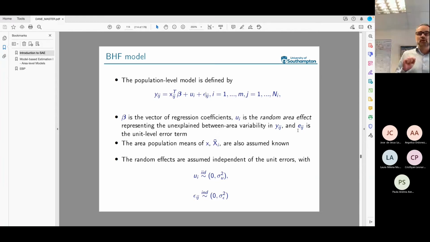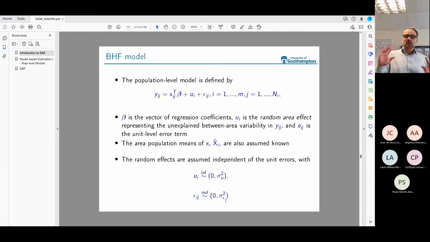What else do you need for small area estimation? In addition to the survey data that you can use in order to estimate this model, you need also the population area means of the x's. Okay, so we call them x bar i. And we assume that this also must be known for small area estimation. Okay. And the two error terms are assumed to be distributed according to a normal distribution with mean zero and between area variance component denoted by sigma squared u, and between unit within area variance component denoted by sigma squared epsilon.